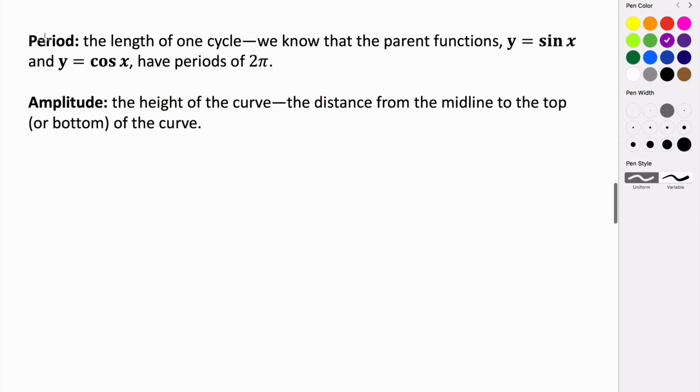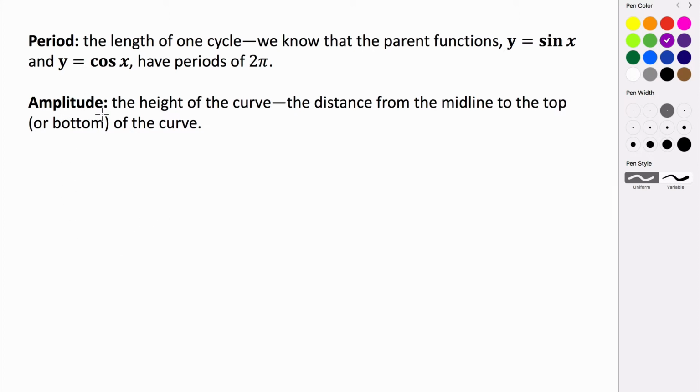In this video, we're going to take a look at how we can find key features of our sine and cosine functions when given their equations. A couple of the features we're going to look at are the period and the amplitude. The period is just the length of one cycle. Generally, we know that the parent functions, y equals sine of x and y equals cosine x, have a period of 2 pi. But that can be changed by having horizontal compressions or stretching, right?